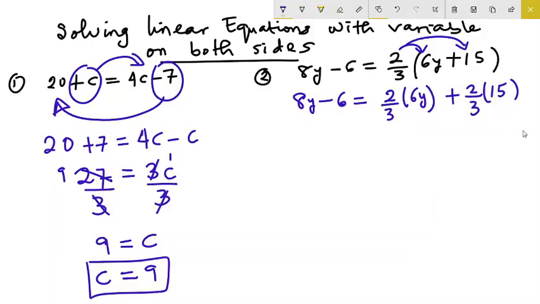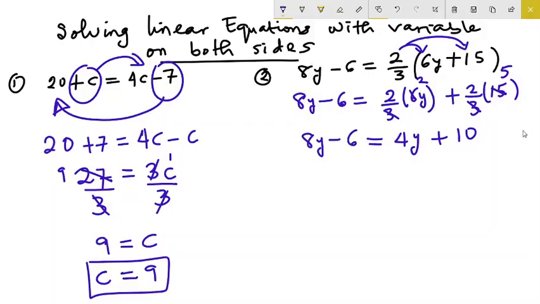Okay, so let's simplify the right. So 3 goes in 6 2 times, and 3 goes in 15 5 times. So here now you have 2 multiplied by 2 multiplied by y, so that would be 4y, plus 2 multiplied by 5, that is 10. So the right reduced to 4y plus 10. So we bring the left down.